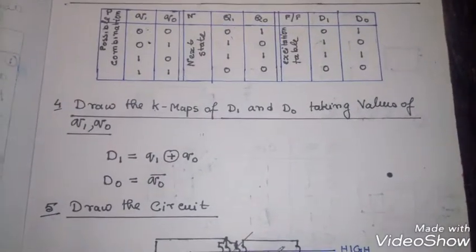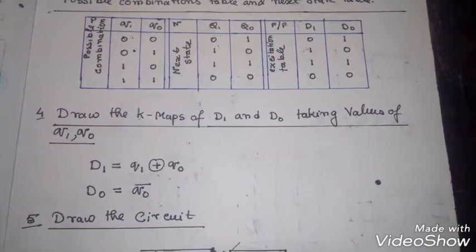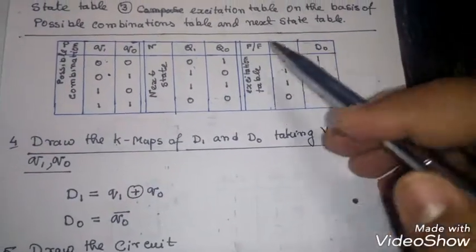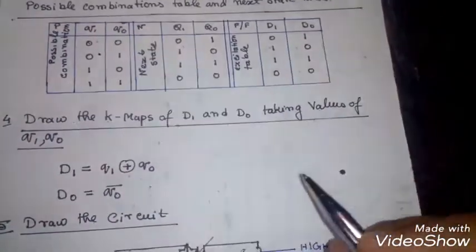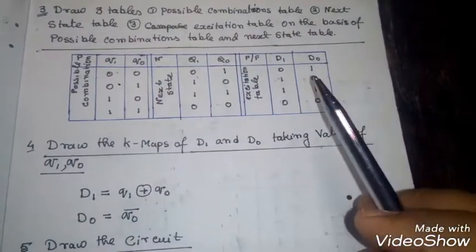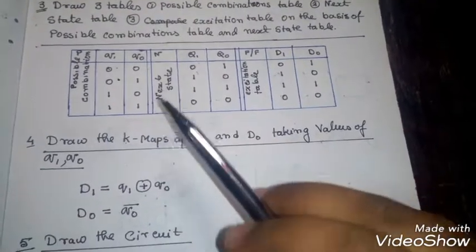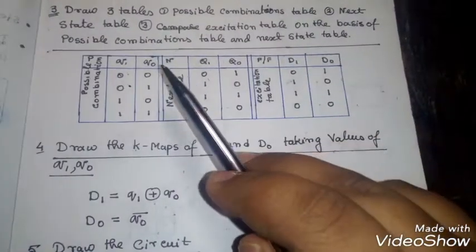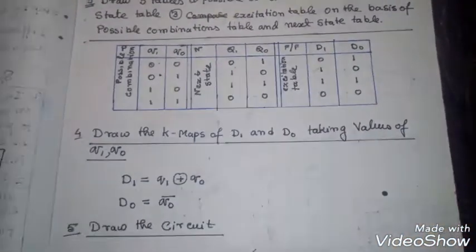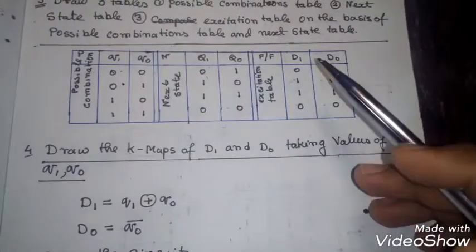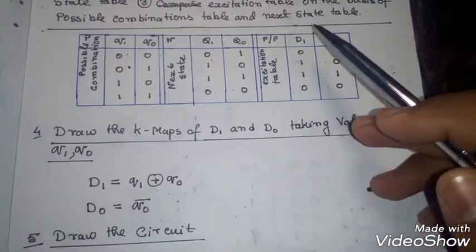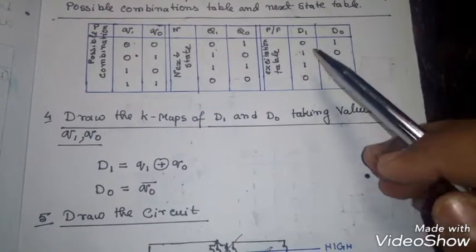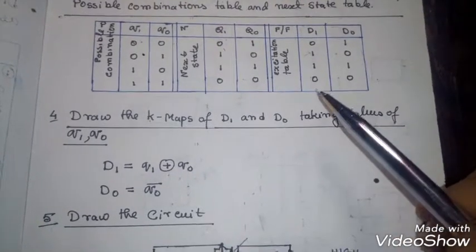Now our fourth step is to draw the K-maps of D1 and D0 taking the values of Q1 and Q0. This means I have to draw the K-maps of D1 and D0 in terms of Q1 and Q0. If you draw the K-map, then our vertical side will become Q1 and our horizontal side will become Q0. But I don't draw K-maps here because this is a very simple truth table, and I can write my Boolean expression by looking at the truth table. It is very easy, but when it becomes more complex, then you need to draw the K-maps.